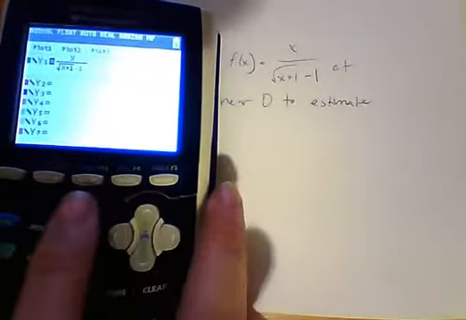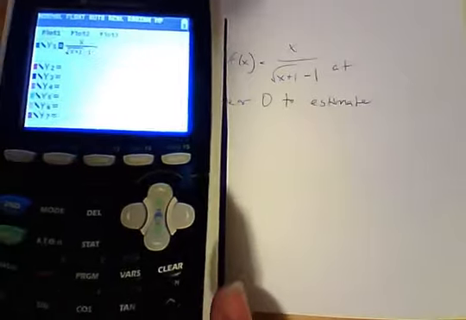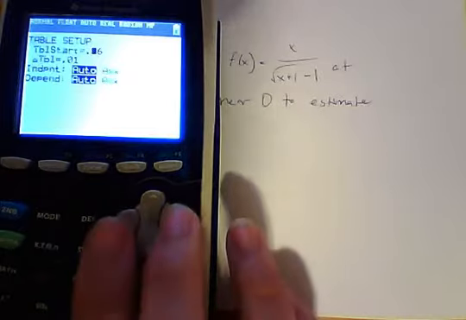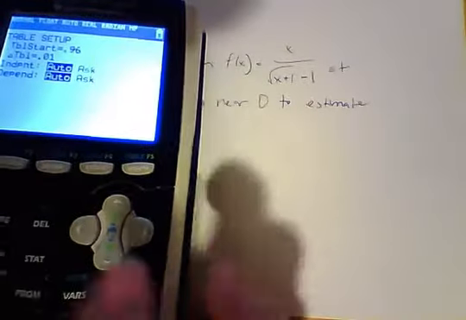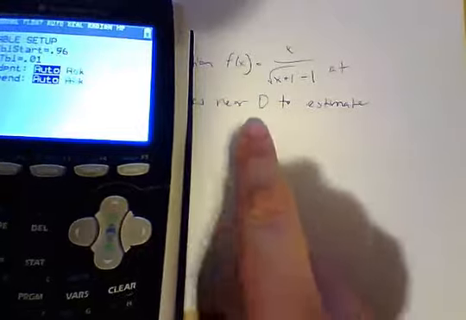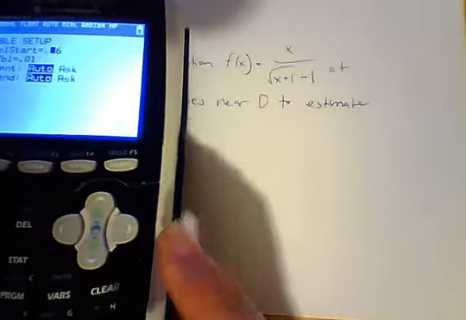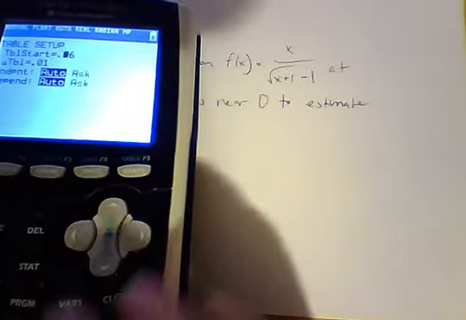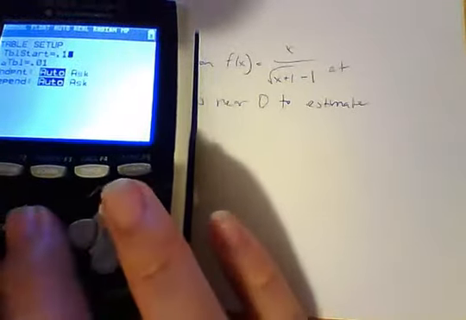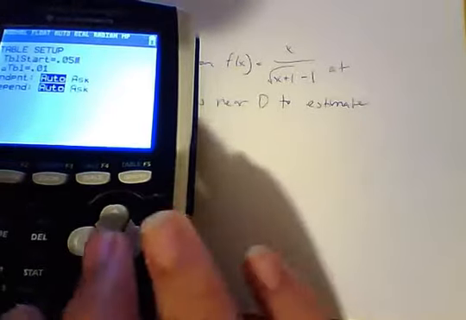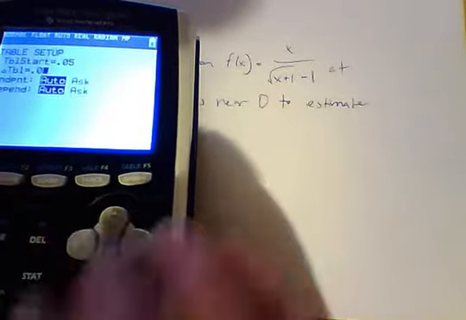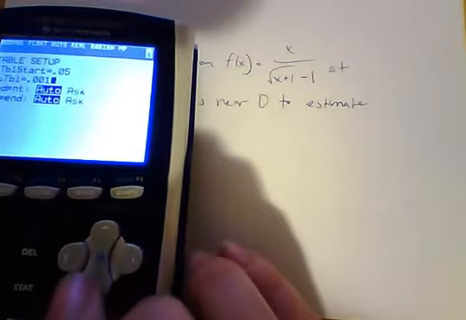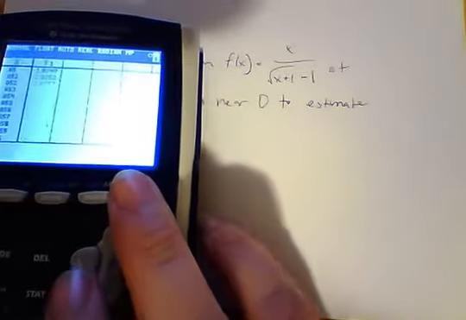Let's first make sure that our table is set up to help us see this clearly. So we're going to go to second window. And again, we want to get not close to 1 this time, so we're not going to start at 9.6. We want to see closer to 0. So we're going to start at, let's say, 0.1, or how about 0.05? And then we're going to go by 0.001. And now we're going to press second graph to look at our table.